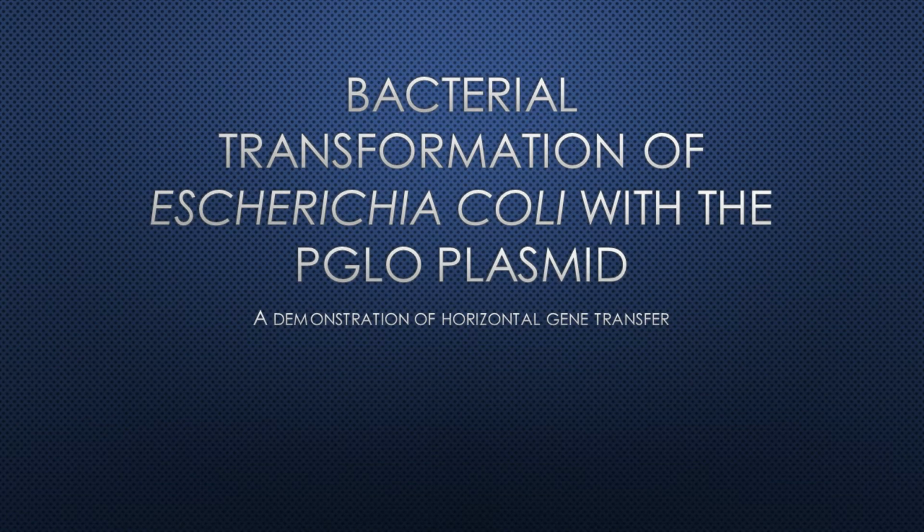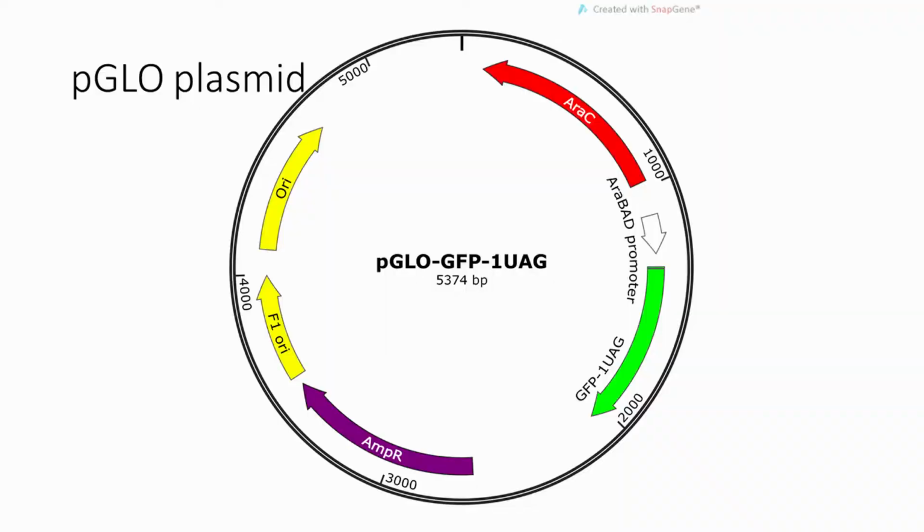Hello everyone. In this video we will show you an example of horizontal gene transfer leading to antimicrobial resistance. We'll do this through bacterial transformation of E. coli K12 using the pGLO plasmid, which contains a gene for ampicillin resistance. This will allow the bacteria who have taken up the plasmid to be selected for against those who have not.